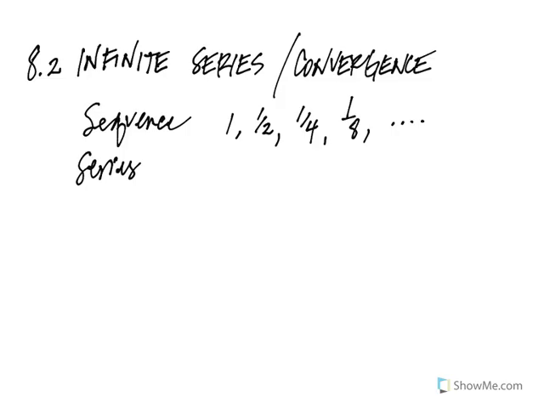And by the way, the notation for a sequence is just a sub n. I think it would then make sense that a series can be denoted as the sum from i equals 1 up to infinity of a sub n. And again, that is the sum of the numbers in a sequence.